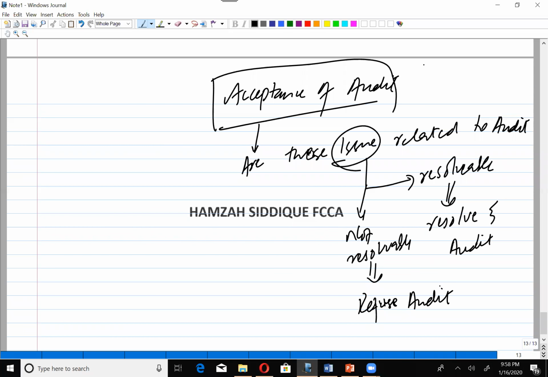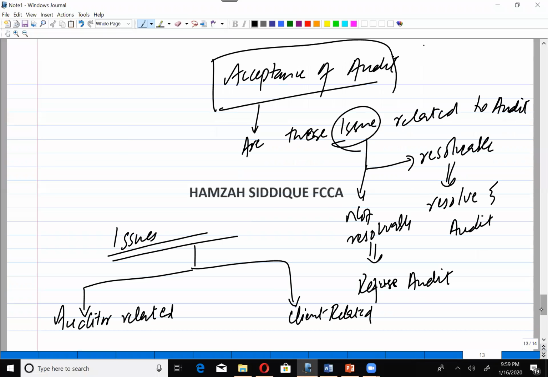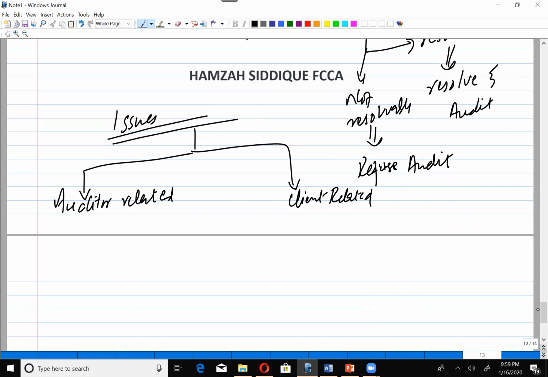Now, what are those issues, students? The question is, what are those issues? We can classify these issues into two types. One is auditor related issues. Second is client related issues. Yes, auditor related issues and client related issues.